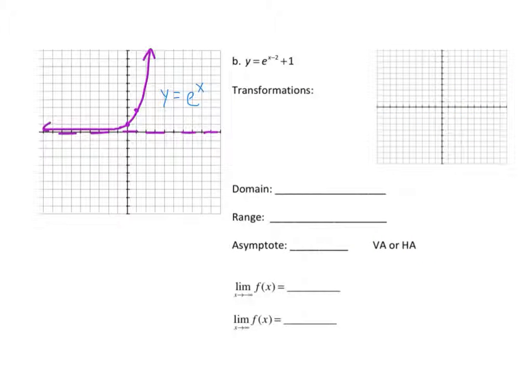In this next example, we are transforming the e to the x graph. So the -2 on the inside by the x, it's a horizontal shift, but instead of going back 2, it's going to go in the positive direction 2 units, so to the right 2 units. So there's a horizontal shift, and that is right 2. And a vertical shift up 1.